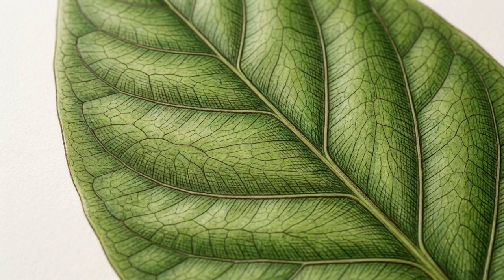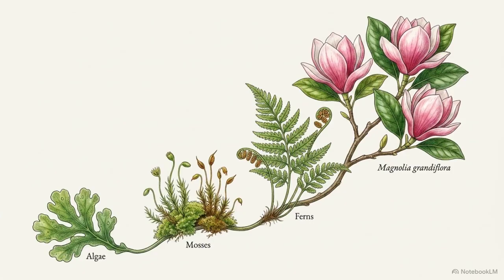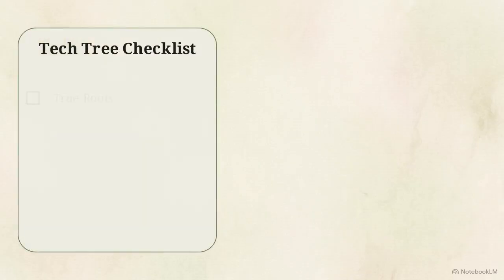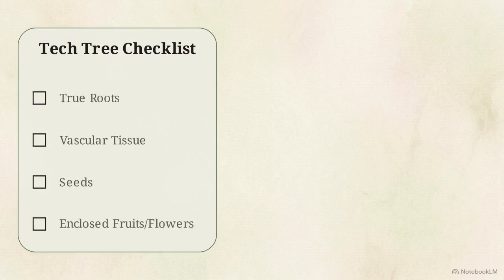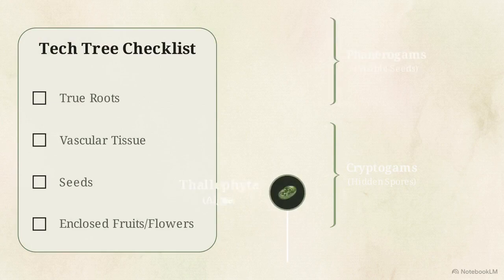Now that we have isolated the true plant kingdom, we can track how plants conquered the planet by mapping their evolutionary hierarchy from the ground up. This checklist displays the primary structural upgrades. It maps 2 major divisions: cryptogams using hidden spores, and phanerogams producing visible seeds. At the absolute baseline, we have Thallophyta, or algae. Notice every single box remains completely empty.